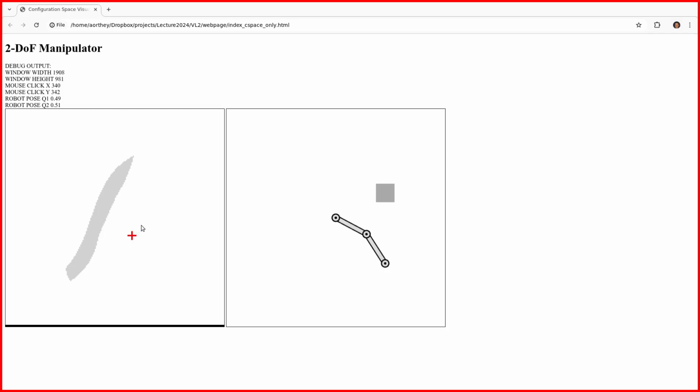Okay, this is just a small animation to show you this whole idea of transforming a problem with a robot from this workspace into the configuration space where the robot is just a point. And now you can do everything you want in this configuration space.